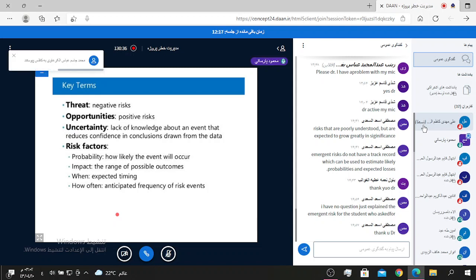And the next item about any risk is impact or effect, the range of possible outcomes. And the time, or when: the expected timing, when that event or that risk will occur during the construction of that project.